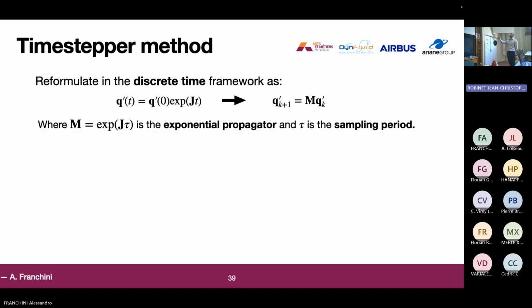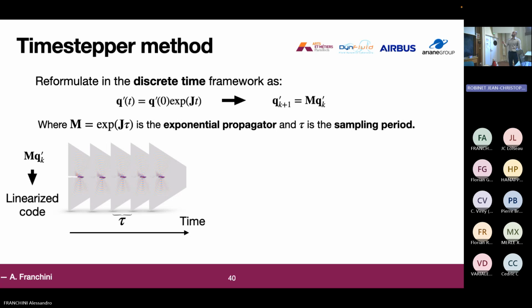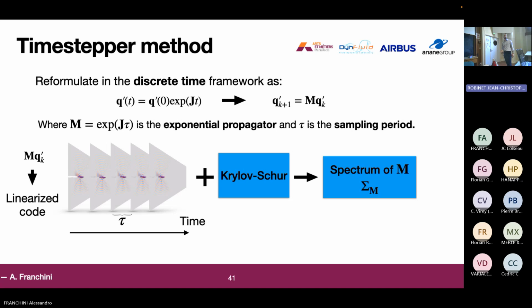So the way it works is that we reformulate the discrete time framework of the linear solution through its discretized form, where M is the exponential propagator. Here, Q'_k represents the Q' at discretized time k, and k+1 is the discretized time k+1, which are spaced by a sampling period tau. With the linearized code, each snapshot in time is actually an application of this exponential propagator over the perturbed field Q'_k. So we select these snapshots, and using some iterative methods of linear algebra, we get the spectrum of the exponential propagator. Now it's easy to recover the spectrum of the Jacobian, since it's just the logarithm divided by the sampling period tau.